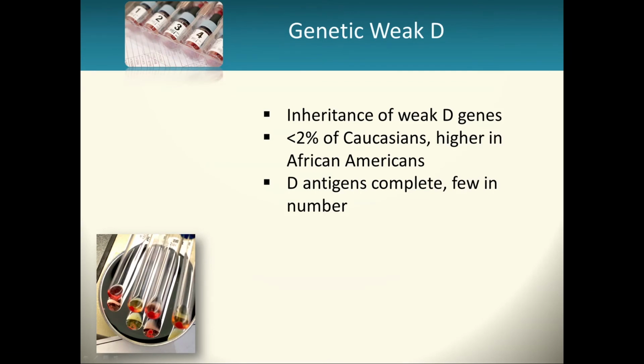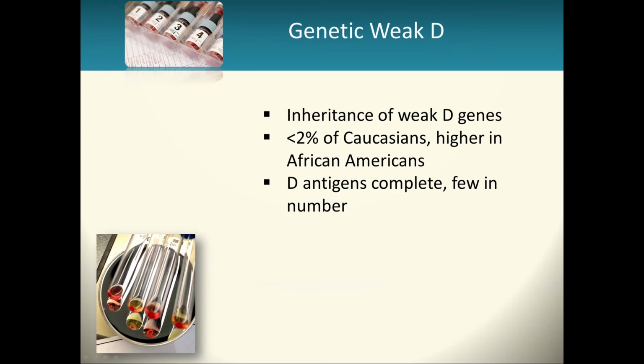Genetic weak D is caused by inheritance of D genes that code for weakened expression of the D antigen, resulting in mutations of the Rh polypeptide. Over 90% of weak D phenotypes are caused by genetic inheritance of single nucleotide mutations in the RhD gene that will lead to altered D antigen expression in the transmembrane regions or within the cell itself, rather than at the cell surface, where the immune system might recognize the alteration as being foreign. The D antigens that are expressed on the surface are therefore complete, but they're few in number.